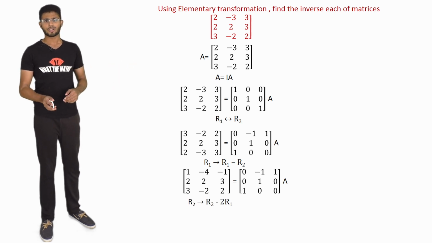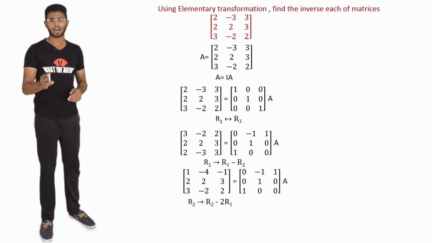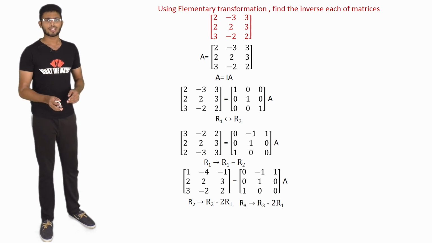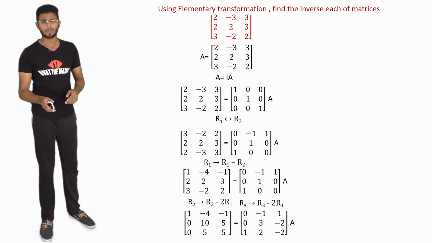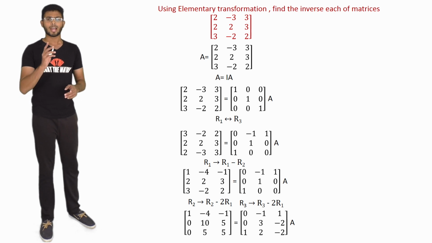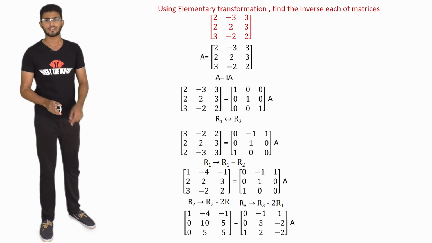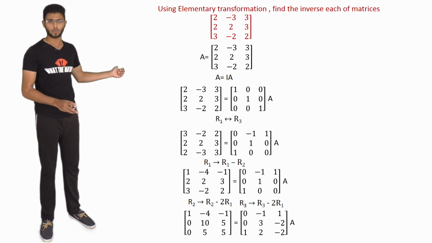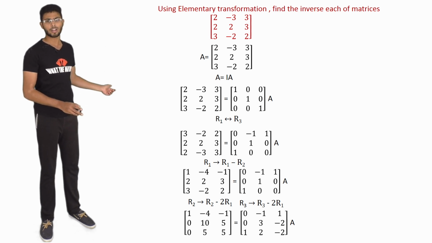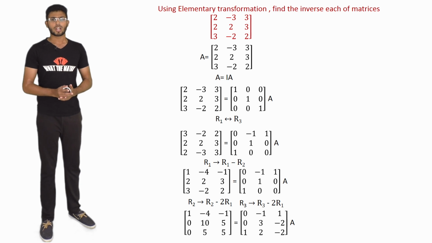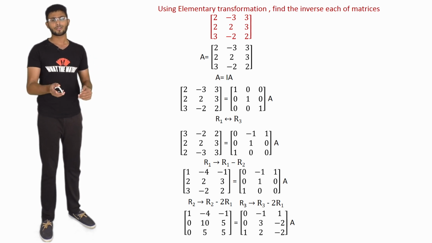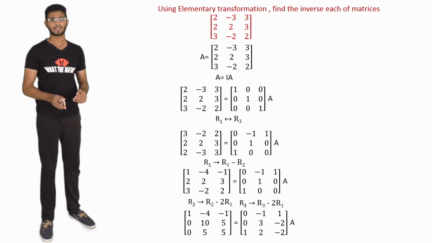So what we're going to do now is R2 implies R2 minus 2 times R1. As you can see, we're going to do another operation, which is R3 is equal to R3 minus 2 times R1. And once we've applied these two operations, you can see that the first place has a 1 and the second and third place in the first column have a 0. So now we've got 1, 0 and 0.